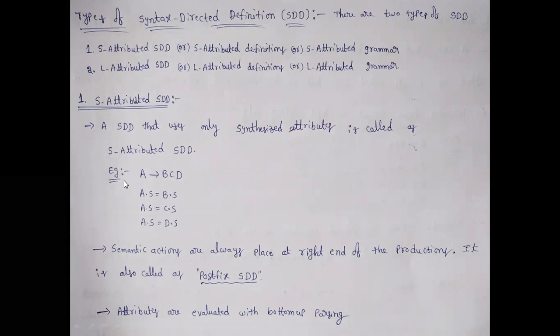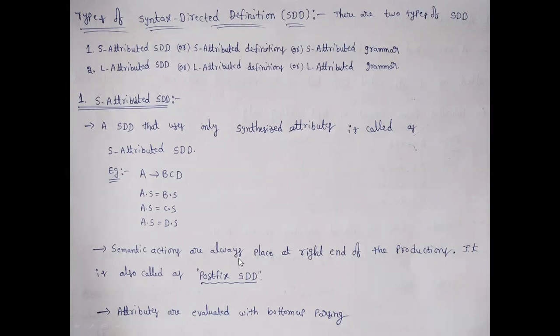So let us consider an example. In the previous slide we used the same example, A produces B C D. So we are specifying values. A dot s is the parent node. Assigning synthesized attributes means we are assigning the values from the children. B, C, D are the children of A. Then we assign those values to the parent. This is the first point. What is the second point here?